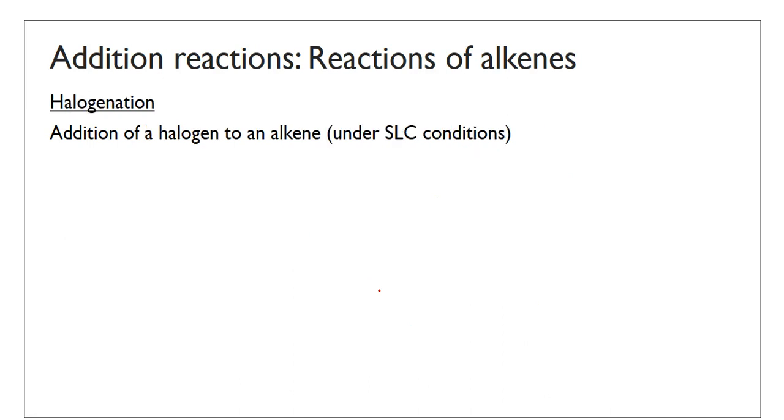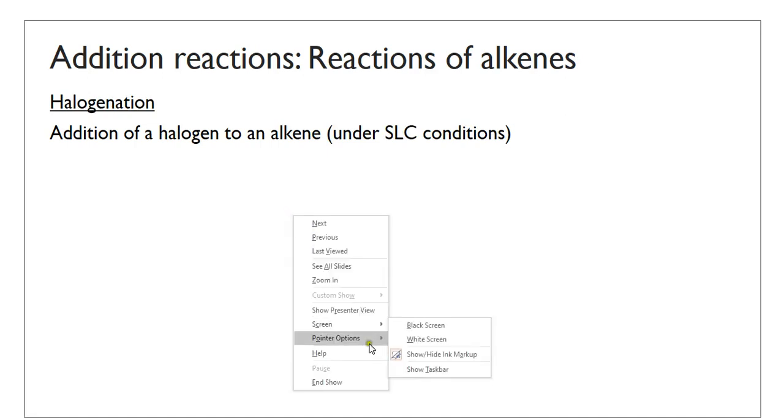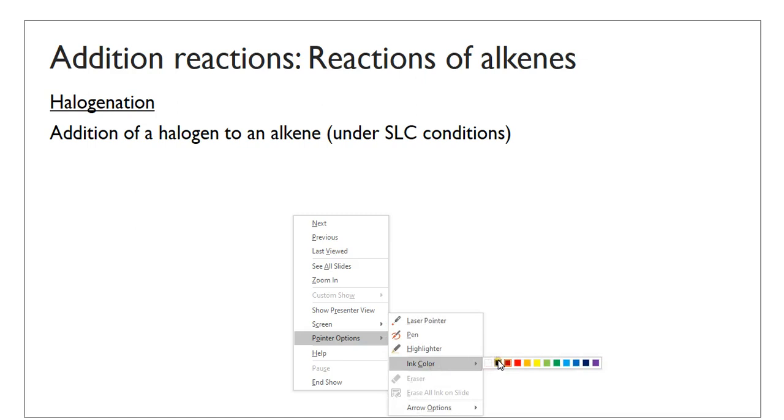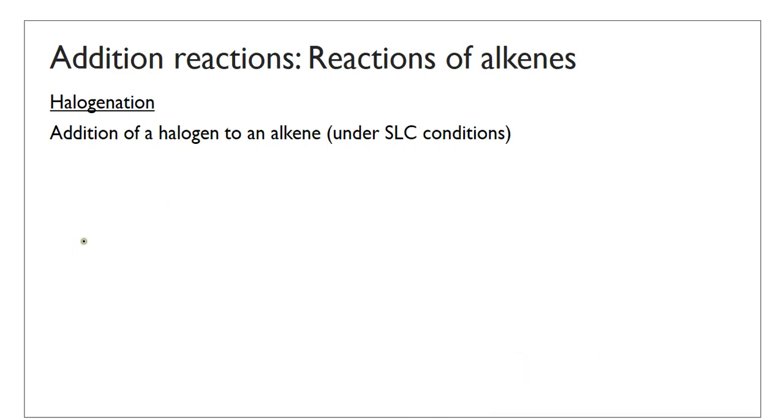Okay, next thing, halogenation. Addition of a halogen to an alkene under room conditions. So what looks good? Let's use butylene. I'm not drawing pentene though. It's too many hydrogens.